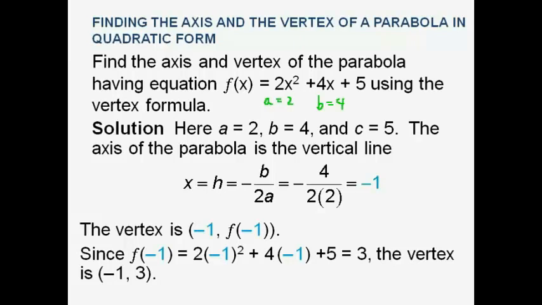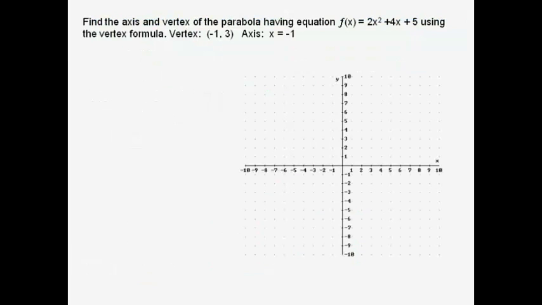Here, we're just plugging in 4 for b and 2 for a, and we get the x part of the vertex: negative 1. Then we're going to take that negative 1 and put it back in for x wherever we see an x. And look how nice this is, ladies and gentlemen. y comes out 3, so we get the vertex of (-1, 3). So even in this quadratic form, let's go ahead and graph that. So (-1, 3) is our vertex.